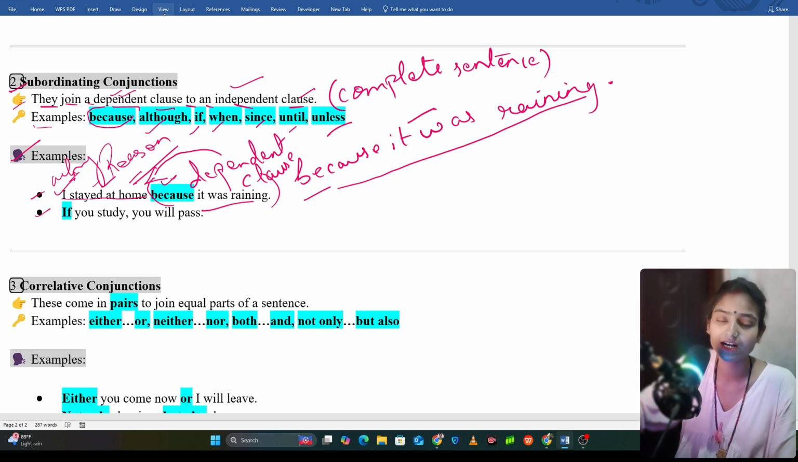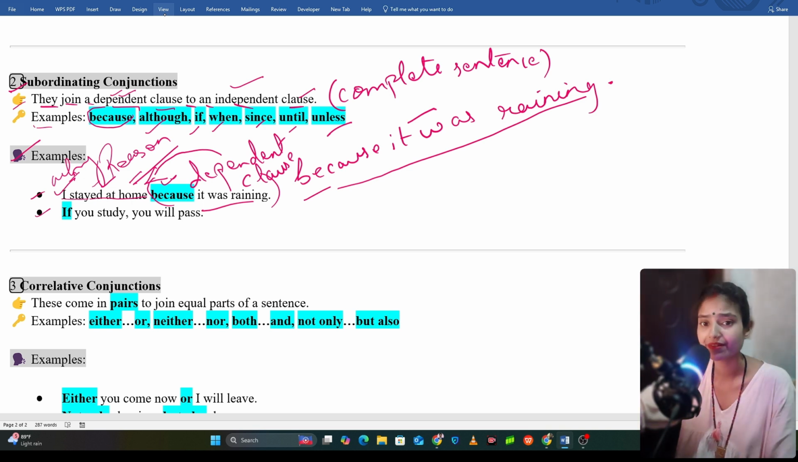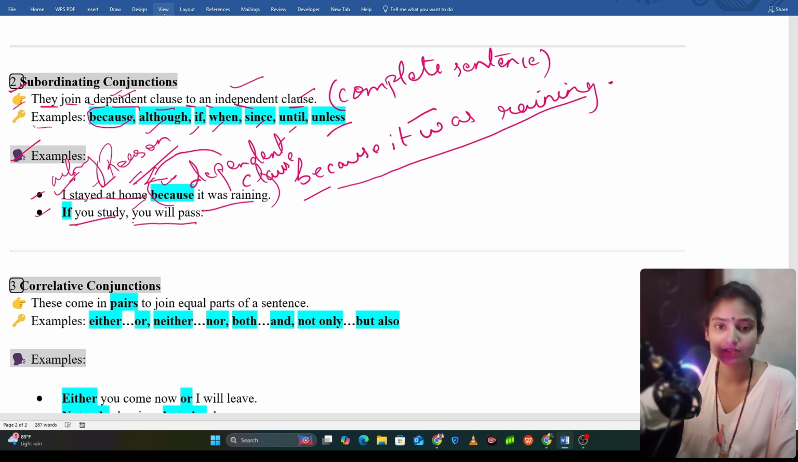All right, now see here, if you study, you will pass. Definitely, if we work hard and study, we will definitely pass. Yes or no? So where is the complete sentence here? Where is the independent clause? If you study, does it make complete sense? Ask yourself. No, it doesn't. You will pass. Yes, here there is a subject and a verb. So this is complete sense.